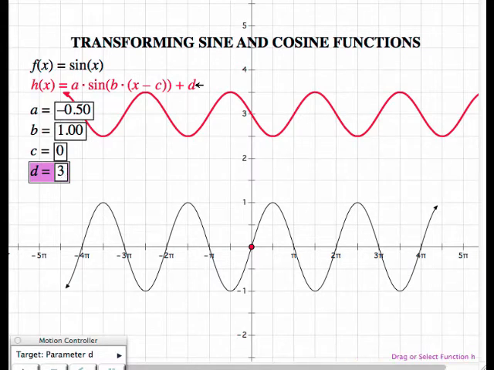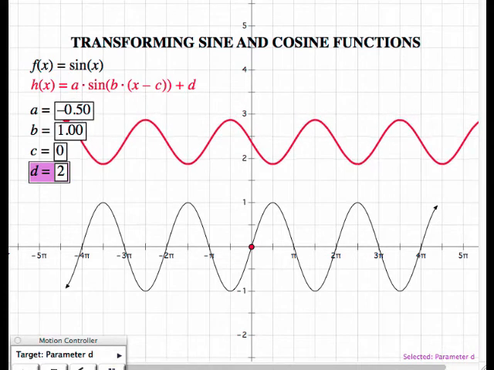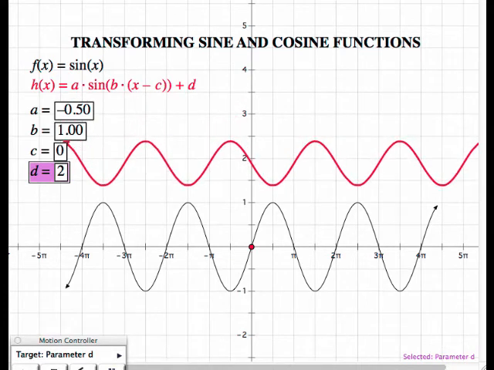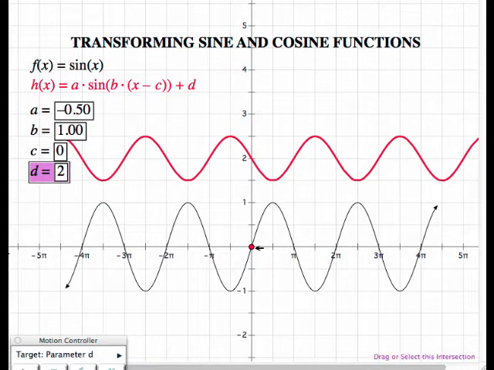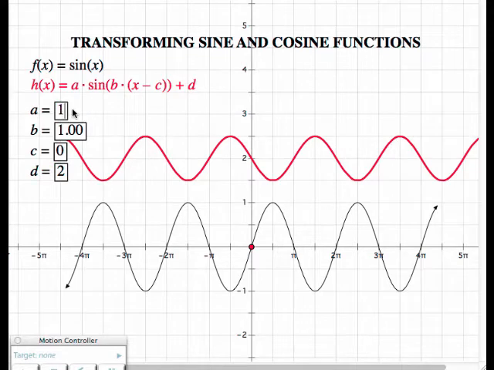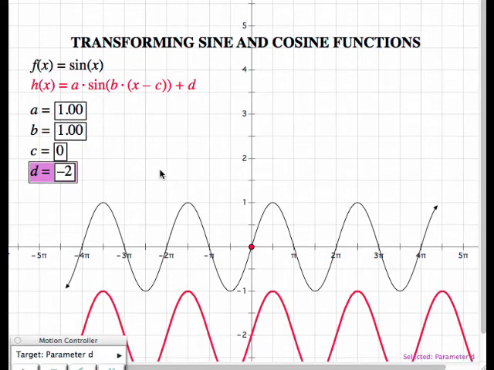The d, not surprising, is a translation up and down. Depending on what d is, it slides the graph vertically. And we call that vertical displacement. If d is 2, then my graph has been translated 2 units vertically. Let me just put my amplitude back to the standard amplitude. A d value of 2 is a vertical displacement of the graph 2. It slides the graph up 2. d negative 2 slides the graph down 2 units.